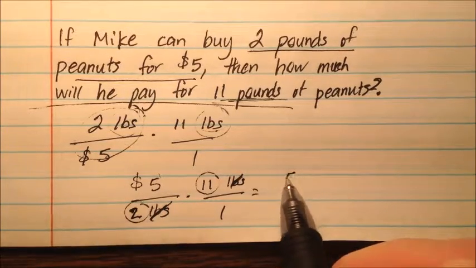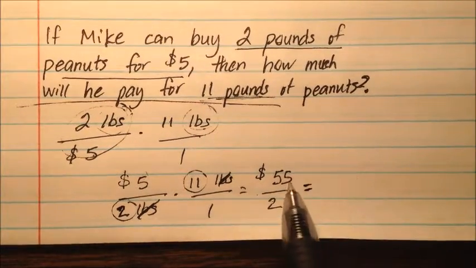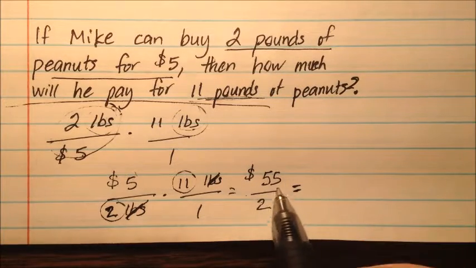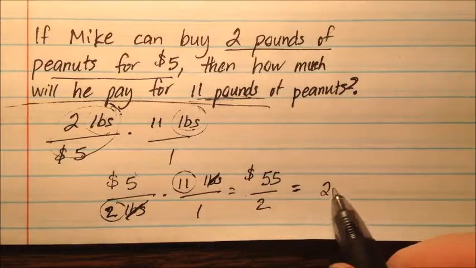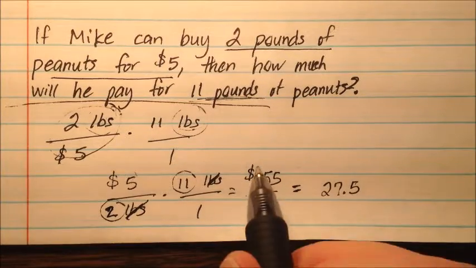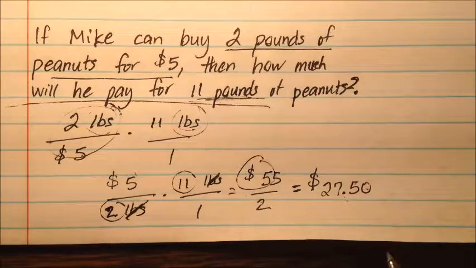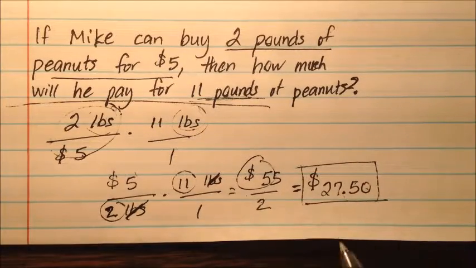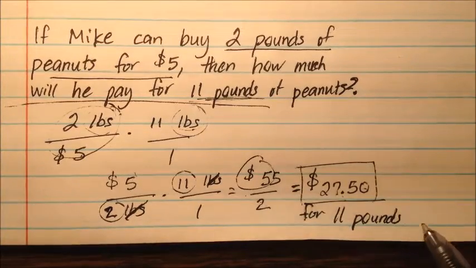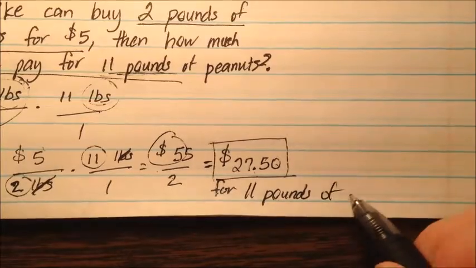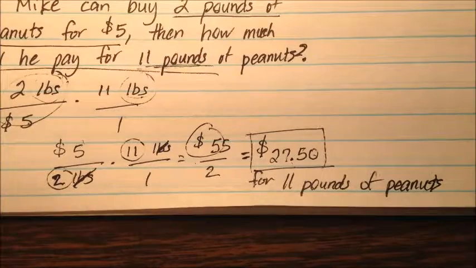So I have $55 over 2, which means I need to go ahead and divide that 55 in half, which half of 50 is 25, and half of 5 is 2.5. So it looks like I'll have 27.5. But since it's money, I'll put a dollar sign out front, and I need 2 decimal points, so it'll be $27.50, and we'll say for 11 pounds of peanuts. So that's how we work some word problems using our unit rates.